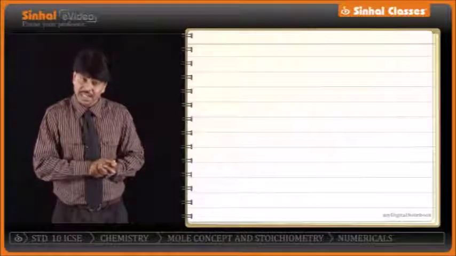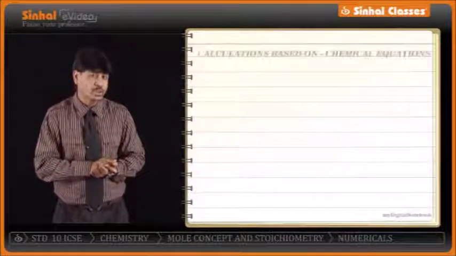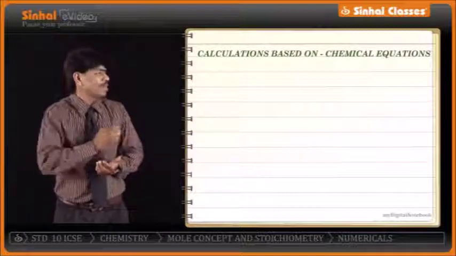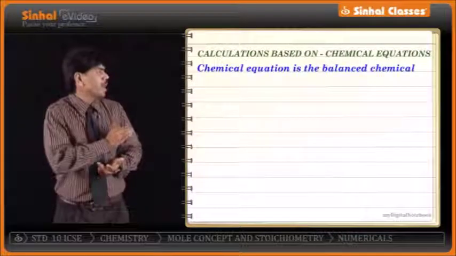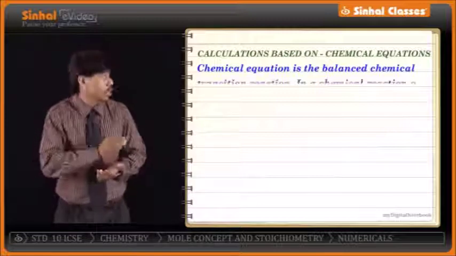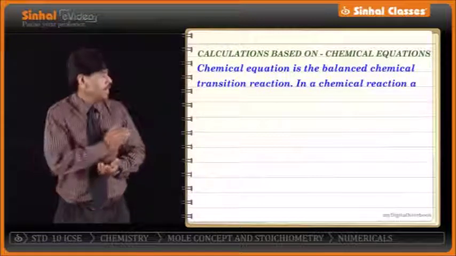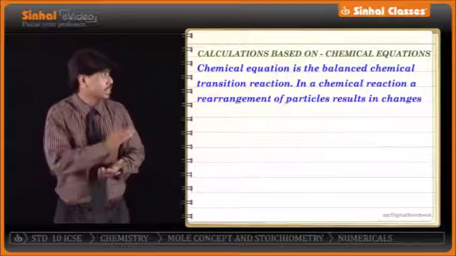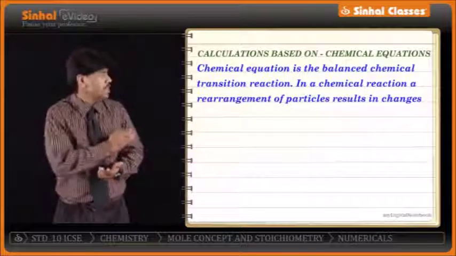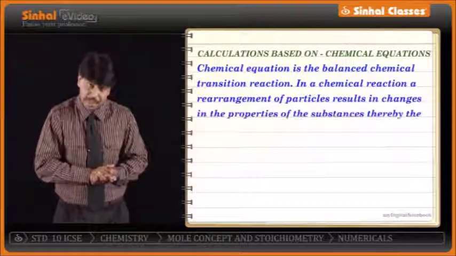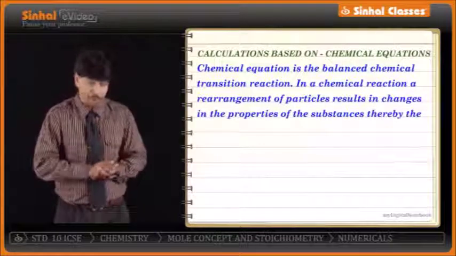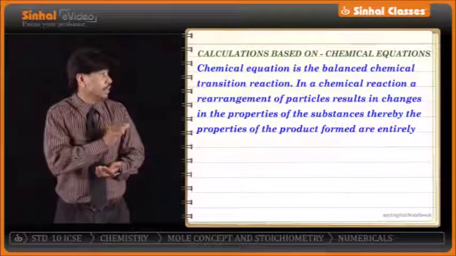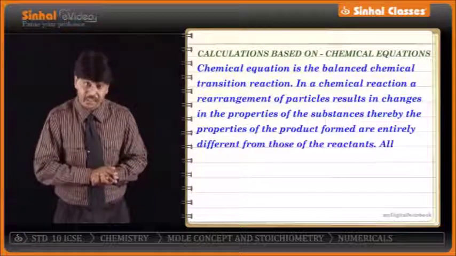Now, let's take some numericals based on chemical equations. What is a chemical equation? It is the balanced chemical transition reaction. In a chemical reaction, a rearrangement of the particles results in changes in the properties of the substances. Thereby, the properties of the product formed are entirely different from those of the reactant.